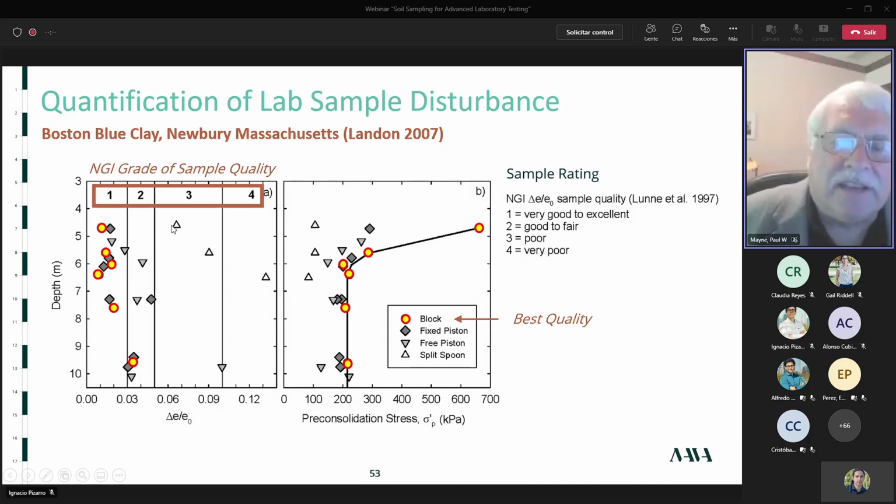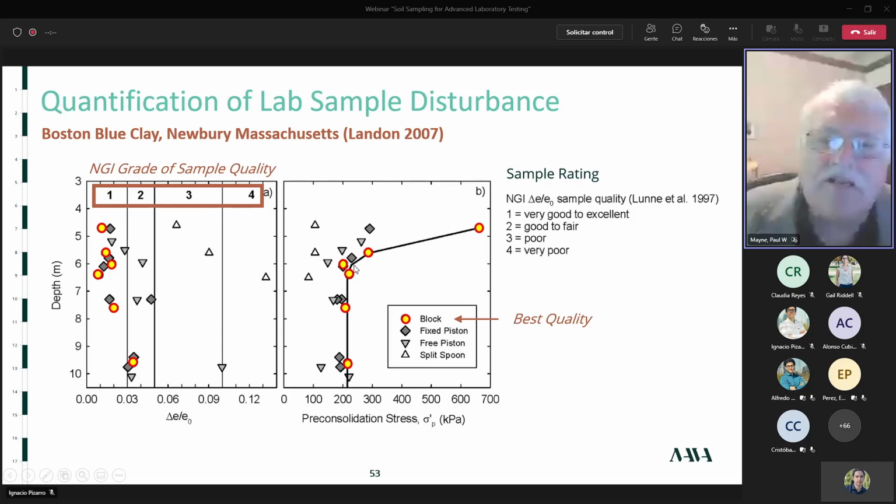So the split spoon is obviously the worst sample, and that's found to be in the poor to very poor quality rating if you're following on the left-hand side. And as we mentioned earlier, that's going to tend to reduce the pre-consolidation stress. Based on the split spoon samples alone, you're just getting a little more than 100 kPa pre-consolidation stress. But the true pre-consolidation stress is quite a bit higher, as you can see by the yellow dots.